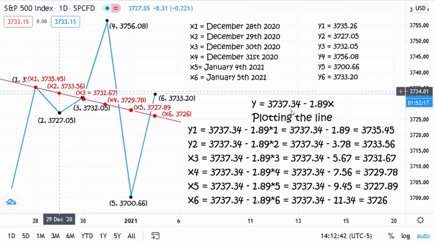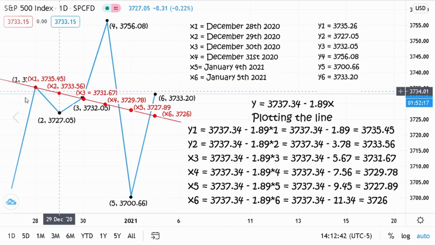So now that we know our starting point and have our full equation here, let's plot the line. We're going to start with the starting point, obviously. So this point right here is $3,737.34. To get our first point, we're going to plug x1, which will be denoted as 1, into our equation. So 1.89 times 1, and then we're going to subtract that from the starting point. What we get is $3,735.45. Right here. So this is going to be our linear regression y value. We're going to do that for every x value that we're looking at, and the points here will denote the linear regression line.